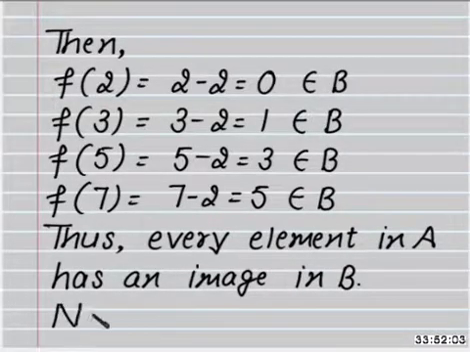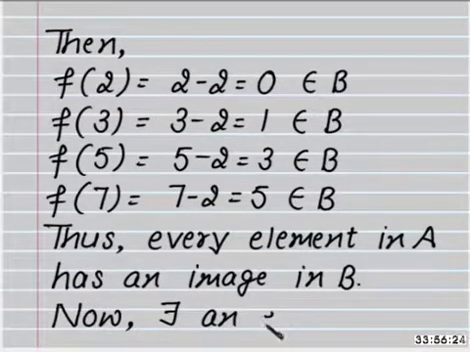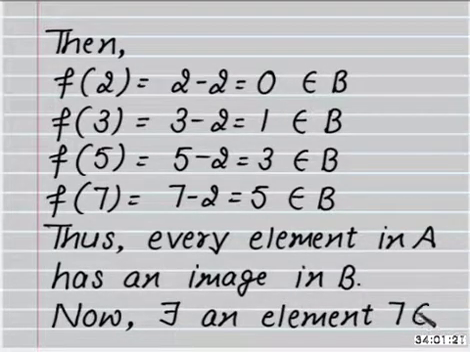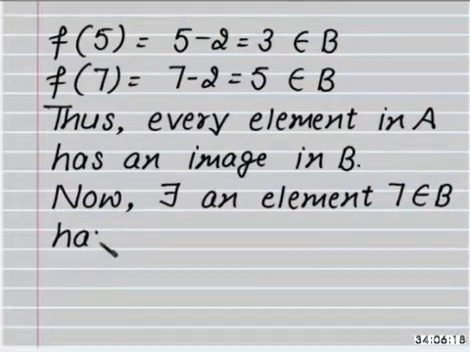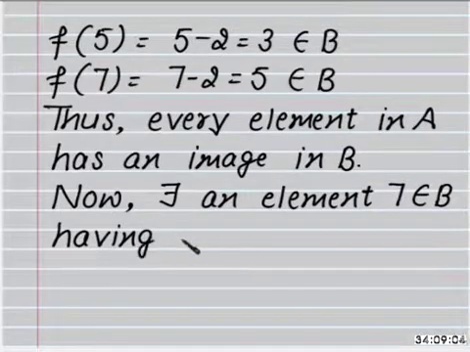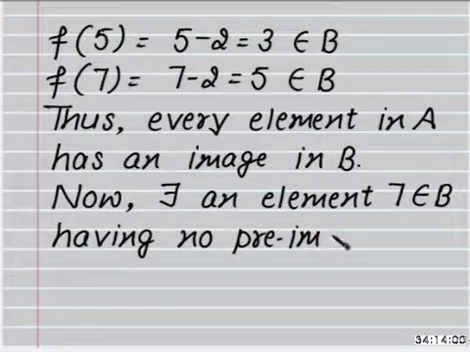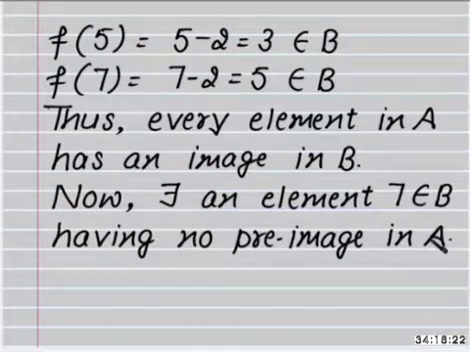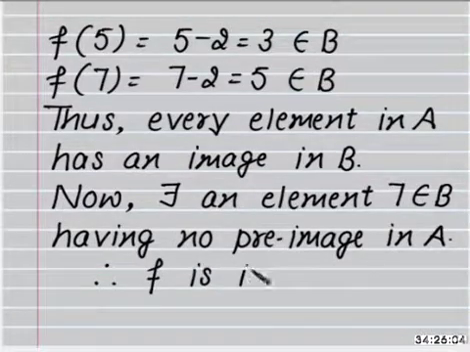Now, we see that there exists an element 7 belonging to set B having no pre-image in set A. Therefore, we can say that function f is into function.